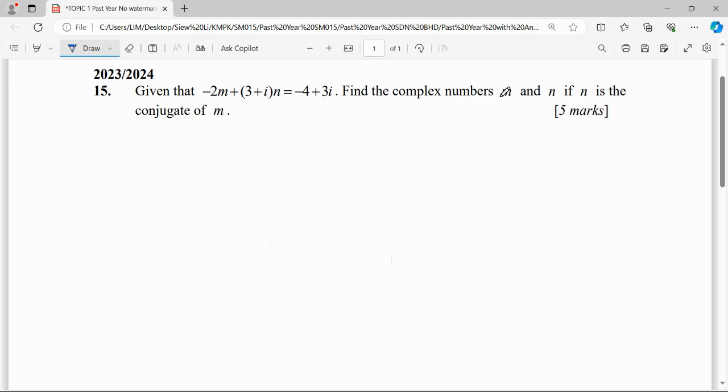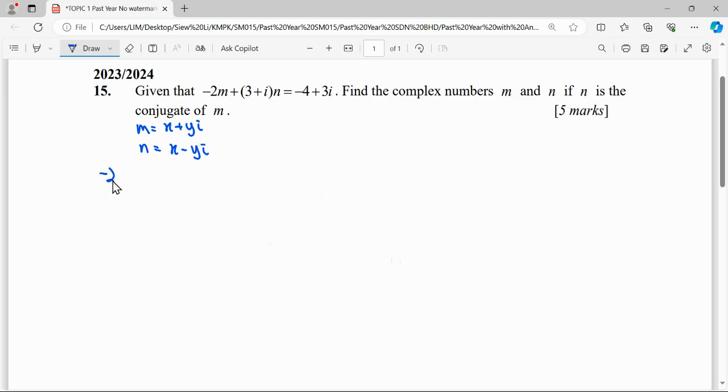So from the question here, we understand that m represents a complex number. A complex number in standard form, or Cartesian form, will be written as x plus yi. Meanwhile, n is the conjugate of m, so it will be equal to x minus yi. So for the conjugate, we only change the imaginary part from positive to negative.